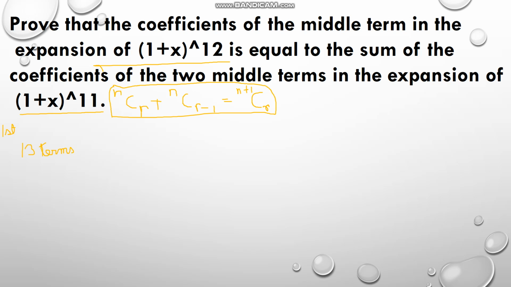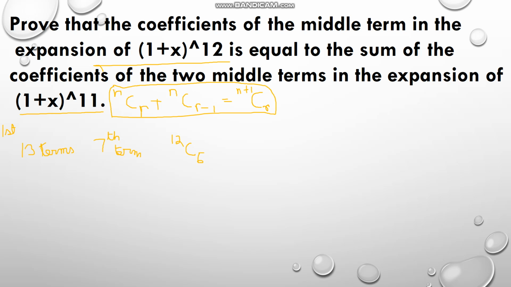13 terms, so what will be the middle term? The 7th term will be the middle term. 13 plus 1 by 2 is 14 by 2, which is 7. We need to find the 7th term here, or rather, we find the coefficient of the 7th term. 12C6 is the coefficient of the 7th term, as we all must know while studying the theory part of the binomial theorem.